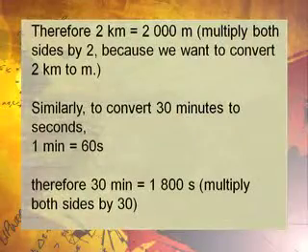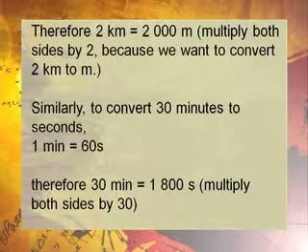Now, we need to convert 30 minutes into seconds because seconds is the SI unit for time, as you already know. So, in 1 minute, we have 60 seconds. Therefore, in 30 minutes, if you multiply 30 by 60, you get 1,800 seconds.